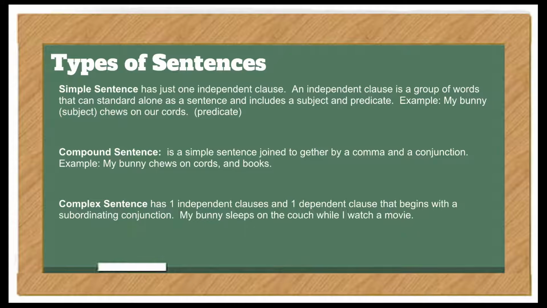For example, and I do have a bunny, my bunny, which is the subject, chews on our cords, which is a predicate. And yes, unfortunately, that happens quite a bit. A compound sentence is a sentence joined together by a comma and a conjunction. As illustrated here, my bunny chews on cords, comma, and books.